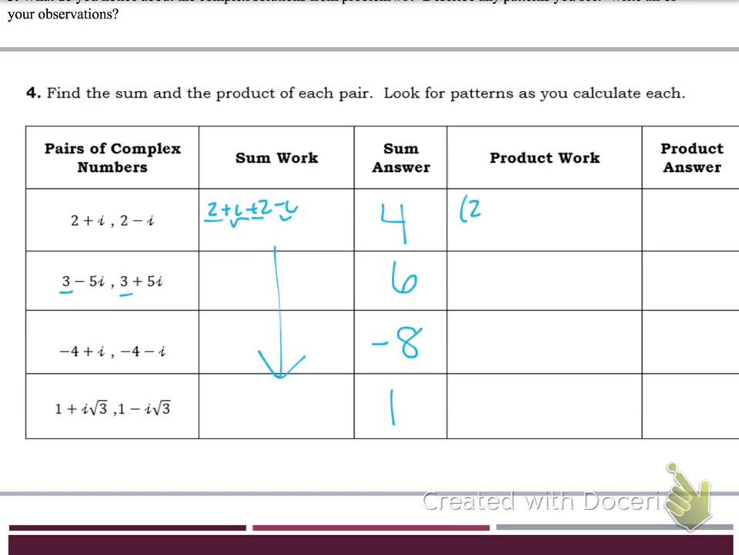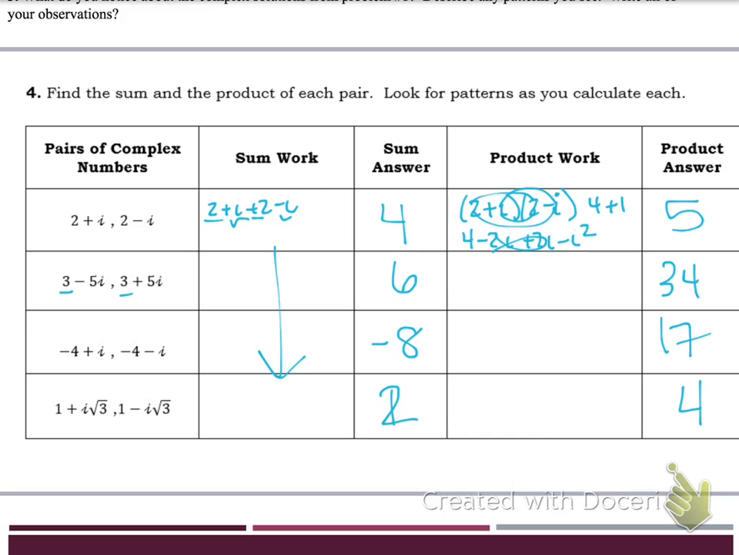Product means if we're multiplying, so 2 plus i times 2 minus i. I'm going to show you this first one, and then you can go ahead and do the rest of them. 2 times 2 is 4. My outside gets me negative 2i. My inside gets me 2i. And my last gets me negative i squared. So my center will cancel. That negative i squared will become a positive 1. So I will get 5. Okay, if I FOILed the next one, I would get 34. If I FOILed the next one, 17. And then 4. Oops, 1 plus 1 should have gotten me 2 there. And there we go.